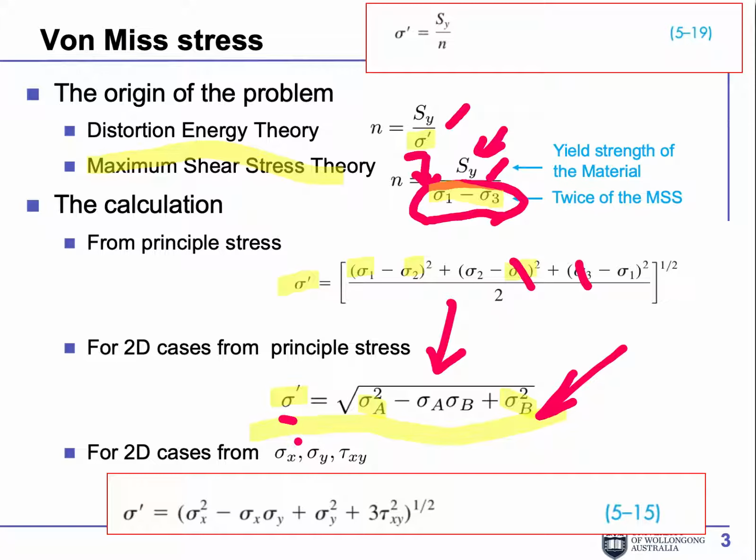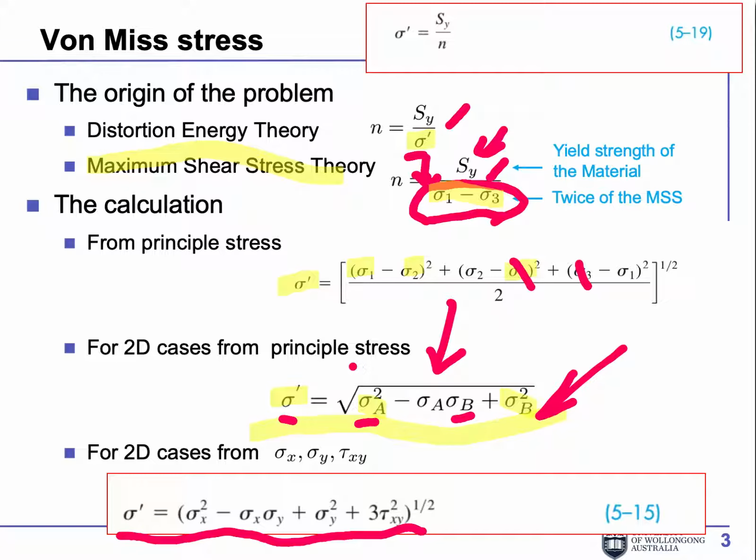If we don't know the principal stresses, so if we just start from sigma x and sigma y, and tau xy in a planar situation, you can get this formula directly. Alright, so this is without getting sigma A and B. We still have tau here. We can use that to do the calculation.